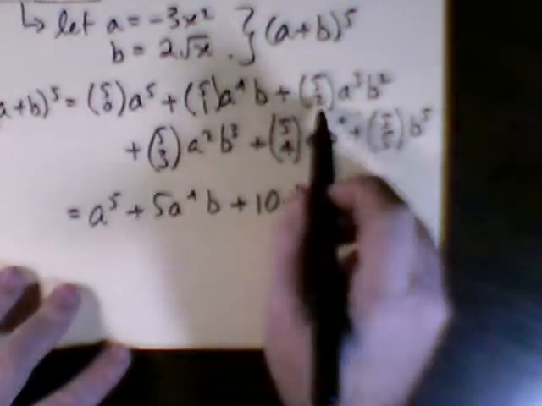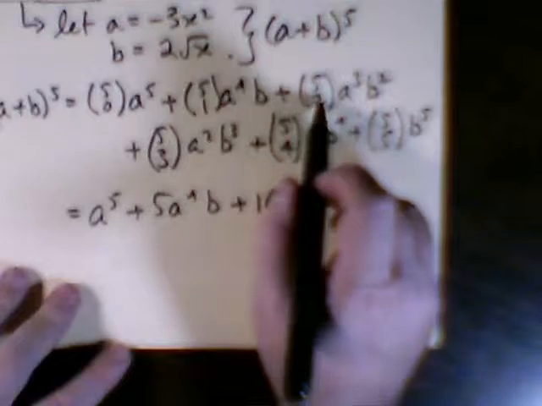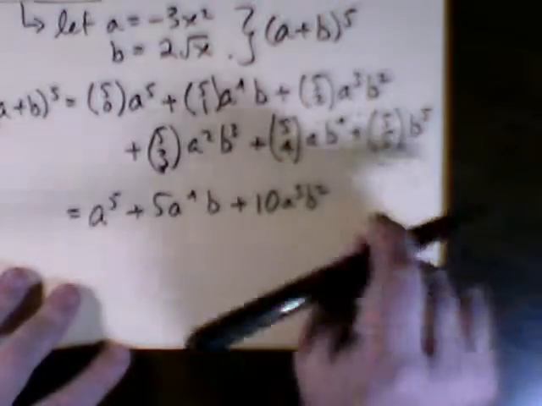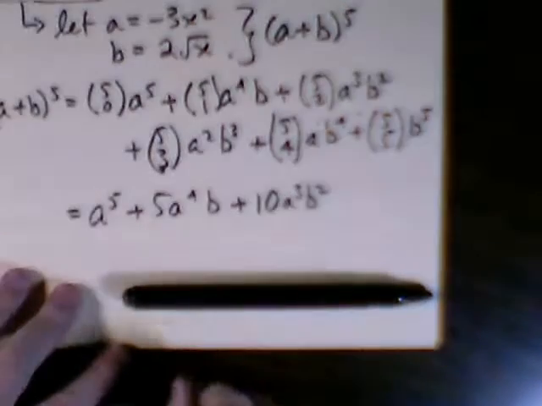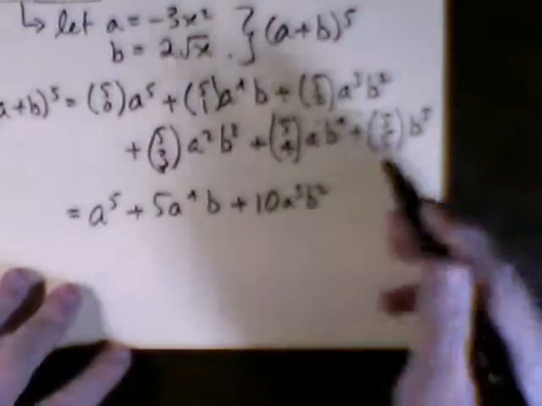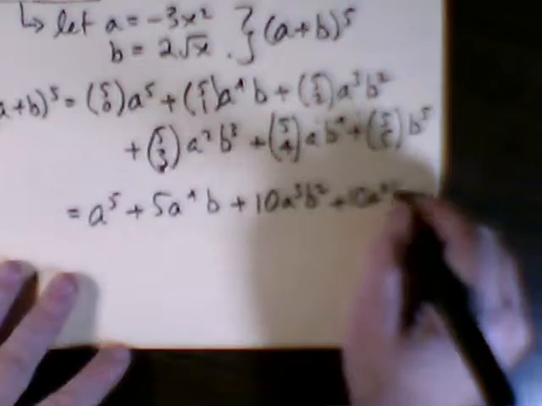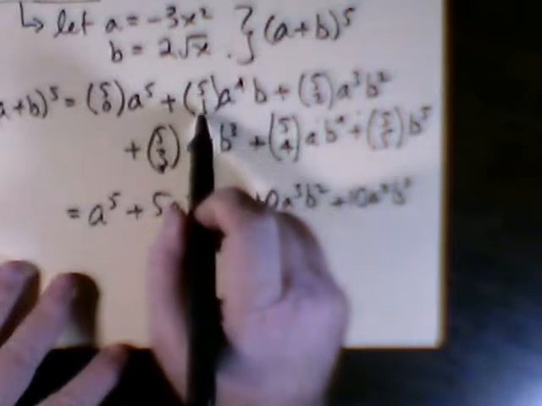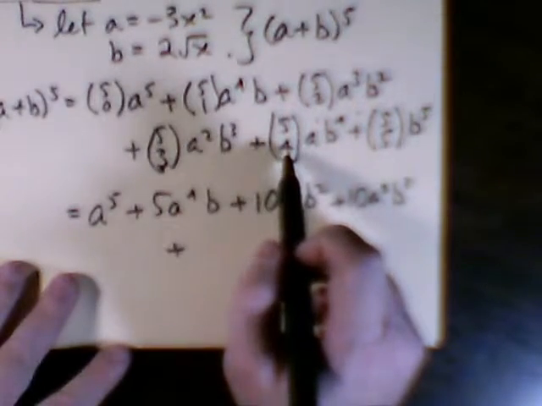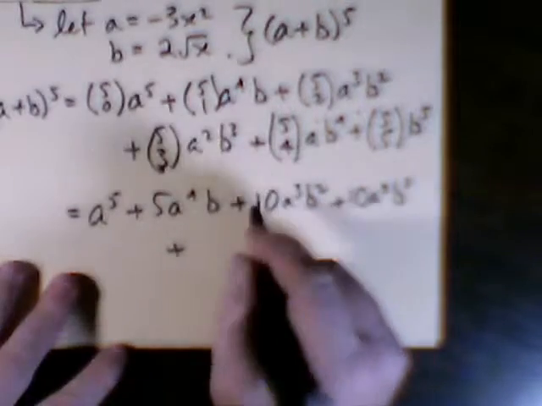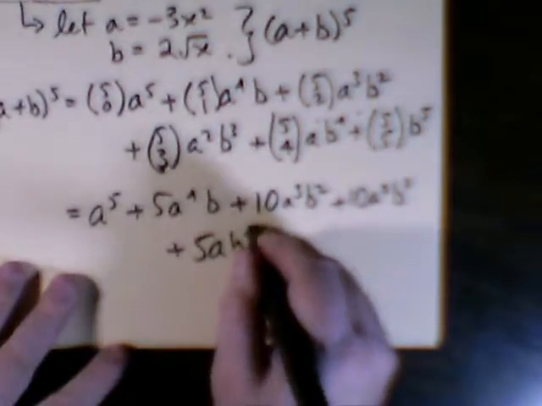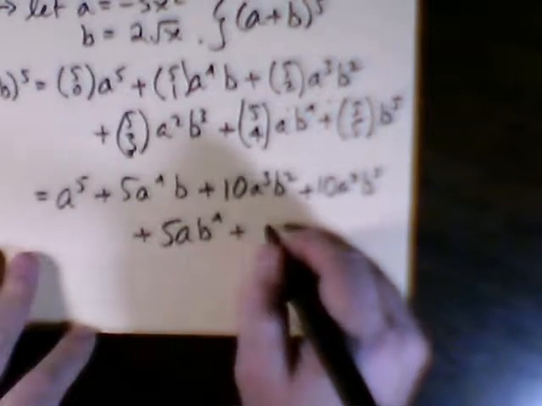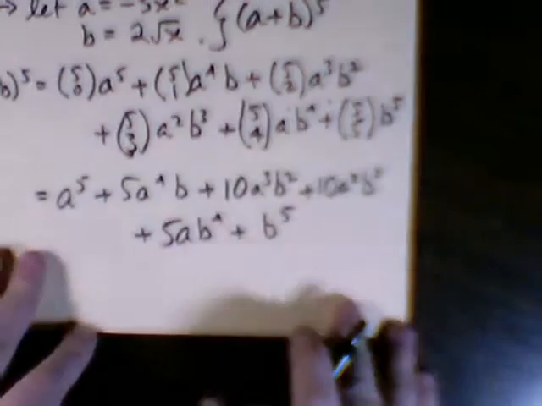10 a cubed b squared. 5 choose 3 is the same as 5 choose 2, because if I choose two objects, it's the same thing as leaving two objects out, which is what 5 choose 3 is. If you think about it, you're choosing 3 and that leaves 2 behind. That's the same thing as choosing 2, so that also gets a 10. 10 a squared b cubed plus 5 choose 4. Again, like 5 choose 1, in 5 choose 4, we're choosing 4, but we're leaving 1 out. Same thing. 5 a b to the 4th. Finally, 5 choose 5. If we choose everything from all of the objects, there's only one way to do that. And so 1 times b to the 5th.